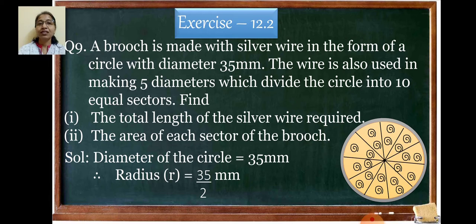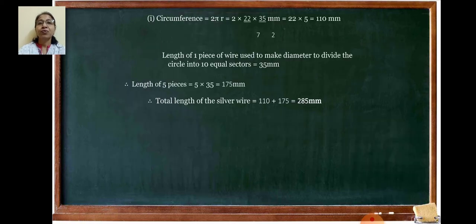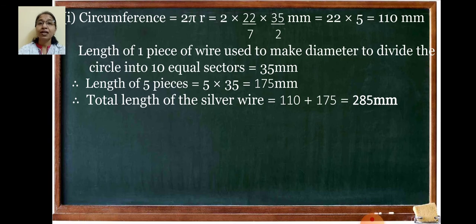Diameter of the circle is given, 35 millimeter. So the radius is equal to 35 divided by 2 millimeter. Keep it as it is, do not simplify. As the value of pi is not mentioned, we will take pi as 22 upon 7. Next, we will apply the formula for circumference of the circle. Why? Because we want the length of the wire required to make that circular brooch. So circumference is equal to 2 pi r.